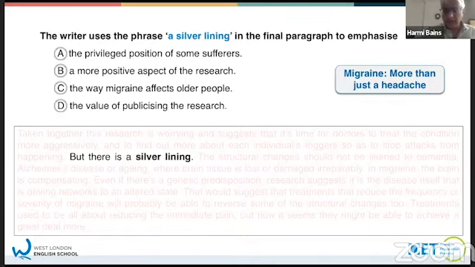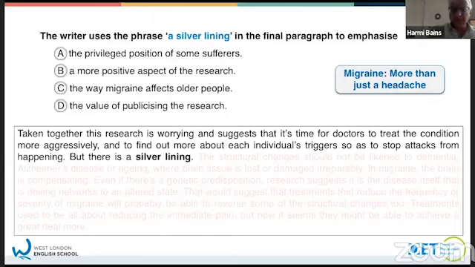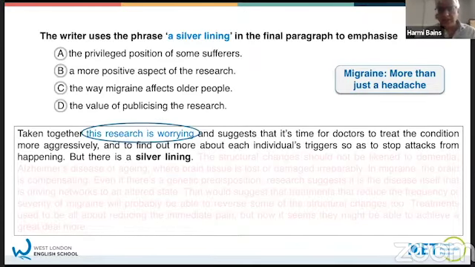And let's have a quick look at this paragraph. It starts off by talking about research. Remember the context, remember we're talking about migraines. And it's saying here, this research is worrying, suggests it's time for doctors to treat the condition more aggressively. And it talks about finding out triggers so we can stop these migraine attacks from happening. As you read this sentence, you might notice, I'm just going to highlight something. It says, this research is worrying. It's quite a negative thing here.